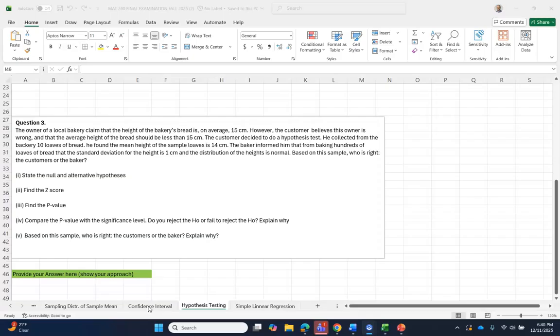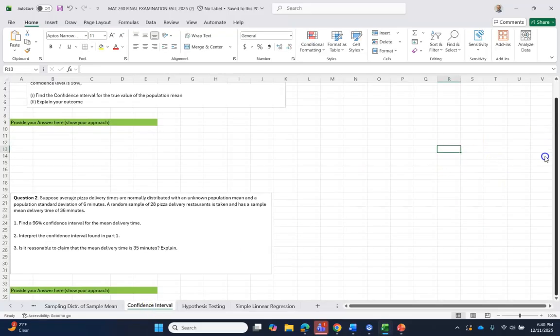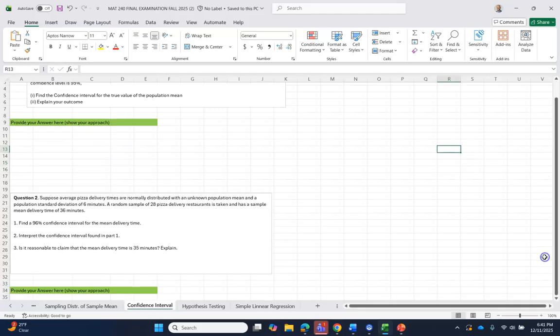We are done with the linear regression and hypothesis testing, and we are now moving to confidence interval. With the confidence interval, we have two questions, and you are supposed to provide your answer here for the first question, and also for the second one, you have to provide your answer underneath.